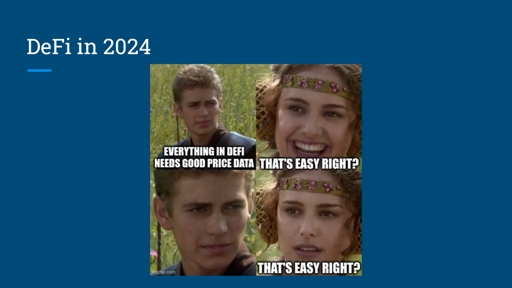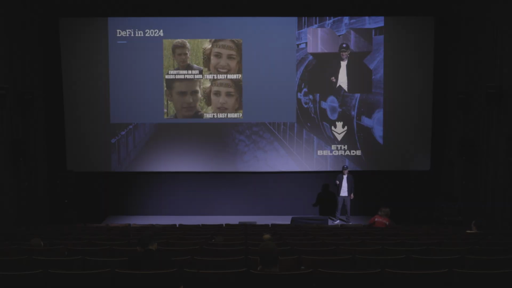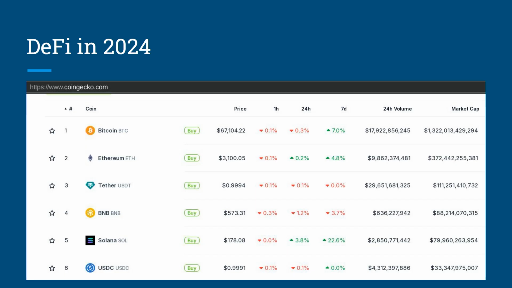Everyone here knows what DeFi is, decentralized finance. The year is 2024, and DeFi deals with assets and asset prices. Everything needs asset price data, and that should be easy, because it's 2024, right? Right? No.